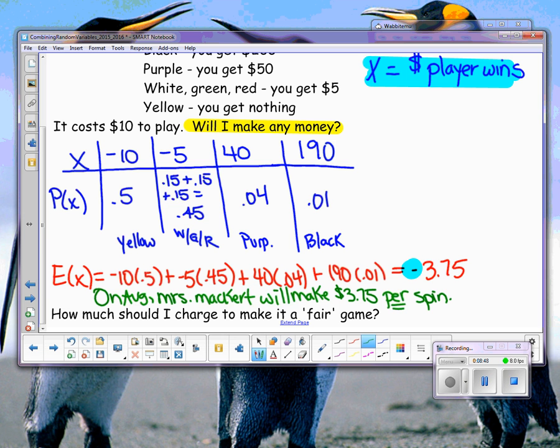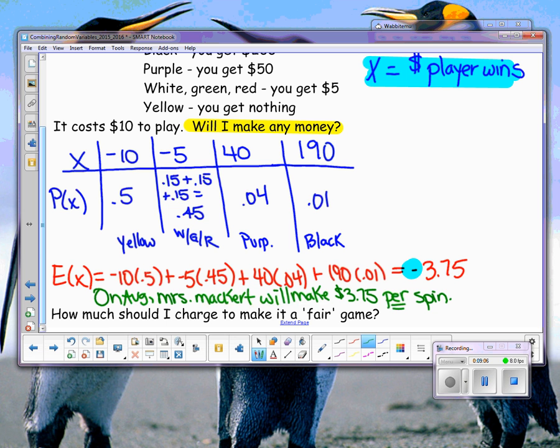Now, does that mean every spin I'm going to get $3.75 from each person? No. Some people will get the $190. Some people will only lose 5. Some people will win 40. Most people will lose 10, right? That's what that's saying, really.